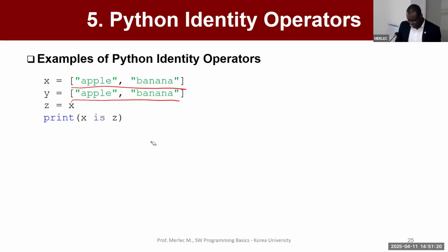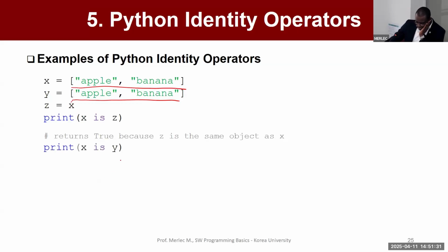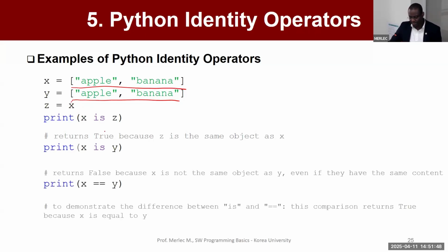So this was a way the identity operator can be used. Before that, the objects I have mentioned in memory, the content was not the same. After I assigned the content of X in Z, it gave me true because the objects were the same.